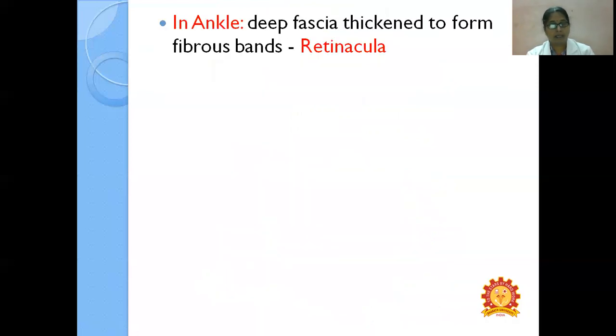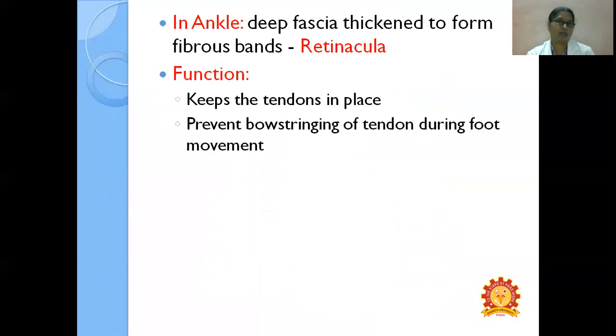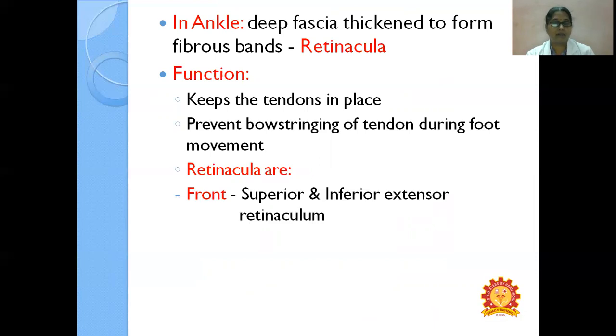So in the ankle, what happens? This is what we have seen in the leg. The deep fascia is modified into compartments, that is the intermuscular septums. Whereas in the ankle, the deep fascia is thickened to form fibrous bands called retinacula. So why do we need a retinacula here? It keeps the tendons in place and it also prevents the bowstringing of the tendons during foot movement. So what are these retinacula? In the front, we have a superior and inferior extensor retinaculum.